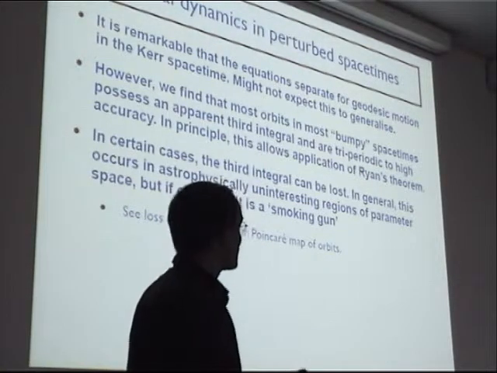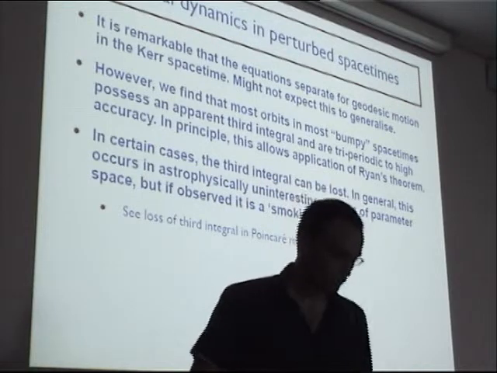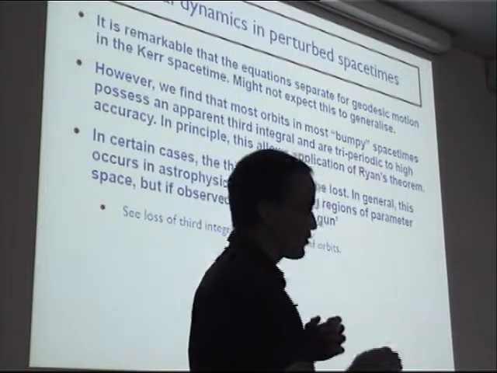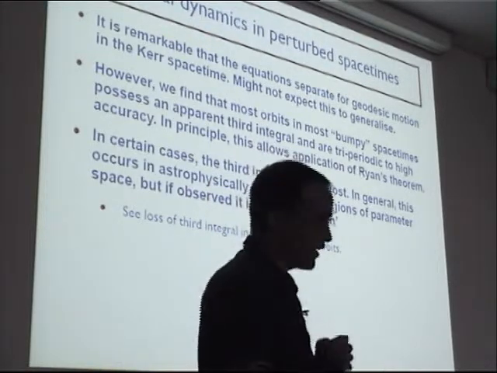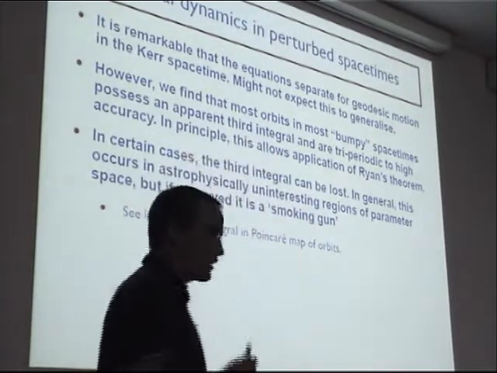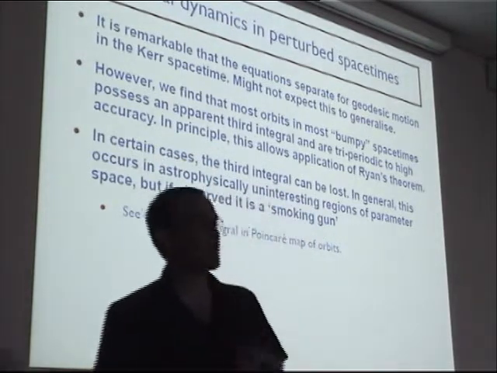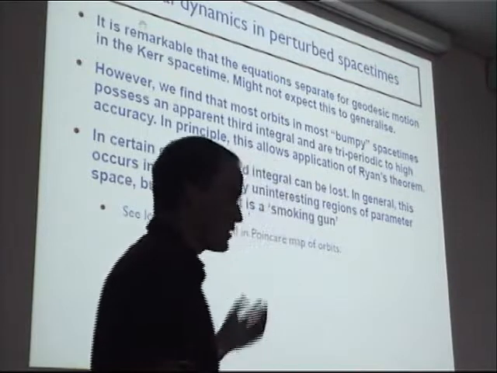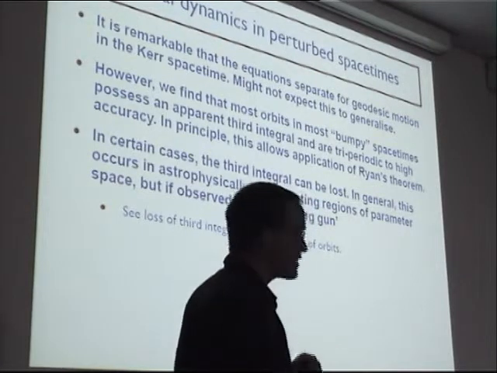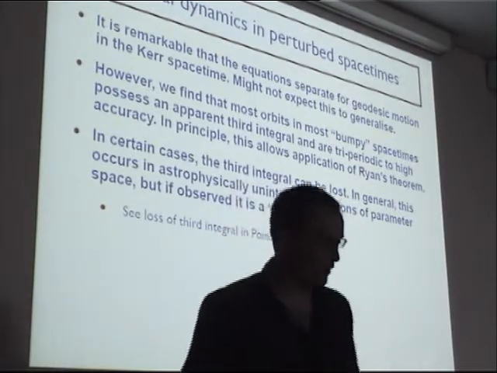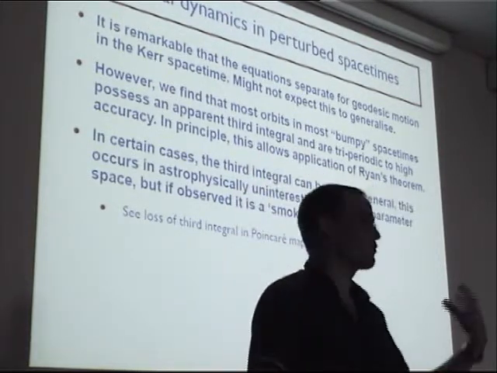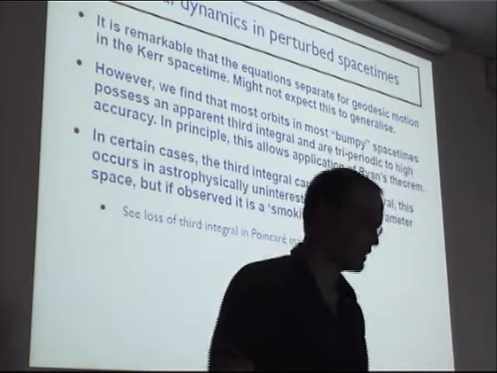So in principle, this allows you to apply Ryan's theorem and use the precession rate as a function of orbital period to extract the parameters. Now, what we also find is that in certain cases, you can actually lose this third integral. As Mark Freitag showed in his talk, in these triaxial potentials, you have many orbits that are box orbits, and they look fairly regular, but you can have orbits that are stochastic. You find similar things in the relativistic case, although in general, most orbits are tri-periodic. You can find orbits in which there is no third integral. And so an observation of something like that would really be a smoking gun for the fact that we didn't have a Kerr spacetime.